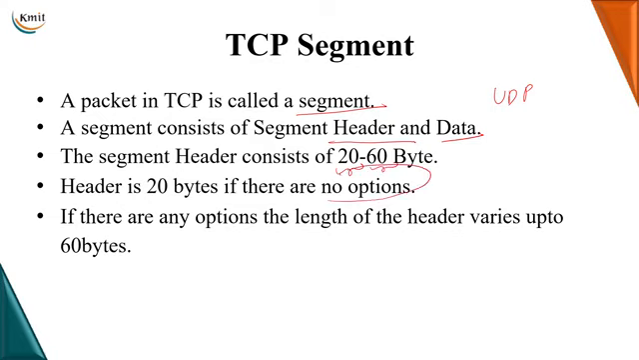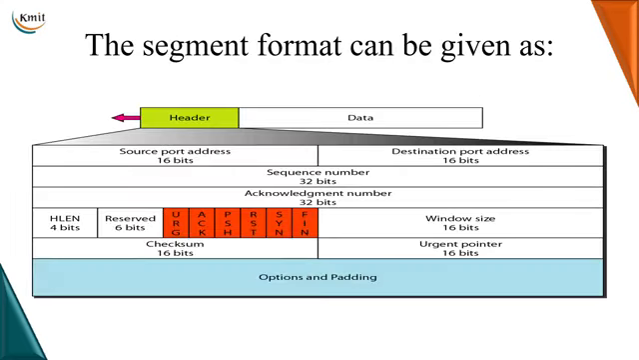When there are no extra options available, the header size will be 20 bytes. When there are options, it can vary up to 60 bytes. Let us see the segment format of TCP.